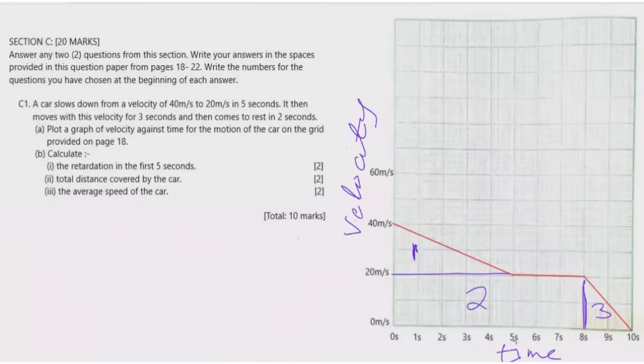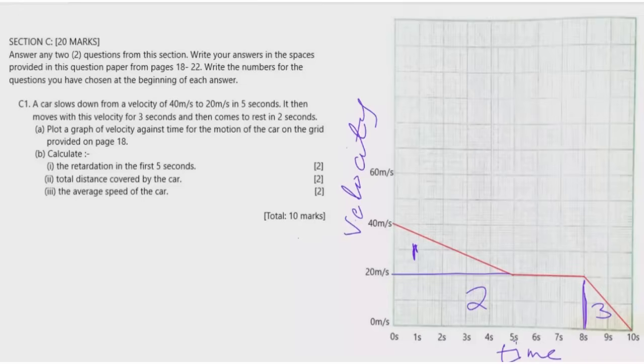Now we come to question B3. Question B3 is as follows: the average speed of the car. Calculate the average speed of the car. So what we're going to do is find the average speed of the car. We are going to use this formula.